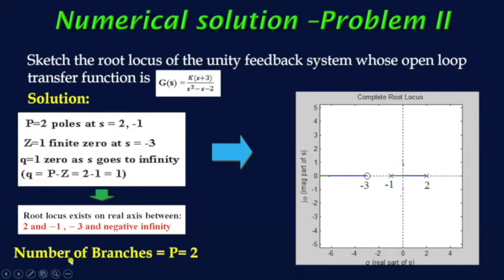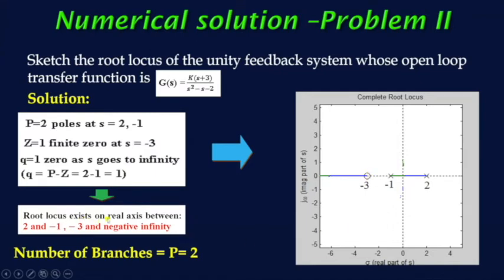The number of root locus branches is 2 because P = 2 and q = 1. That means one root locus branch goes to infinity and another root locus branch finishes at the finite zero. Poles and zeros are drawn in the s-plane. So this is the pole at +2 and this is the pole at -1. Another zero is at -3. The symbol of a zero is a circle.